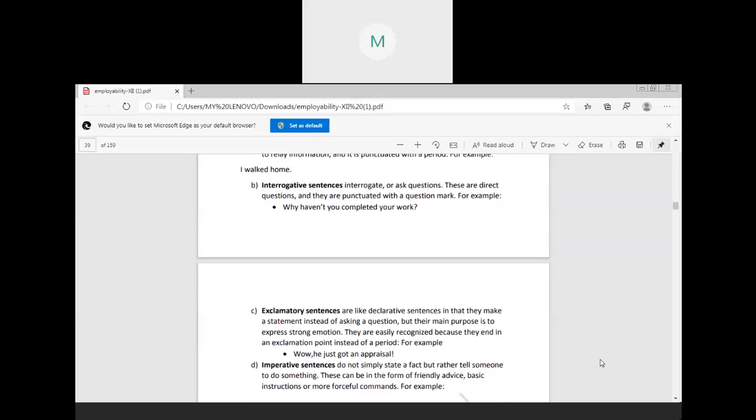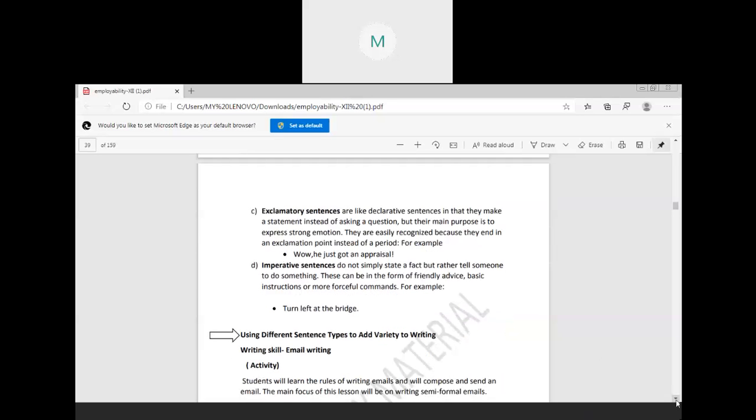Okay. Now let's move to the next type of sentence. That is your fourth one. That is known as your imperative sentences. Okay. Now we are having the imperative sentences. Okay. So what are the imperative sentences? Who will answer me? What are the imperative sentences?